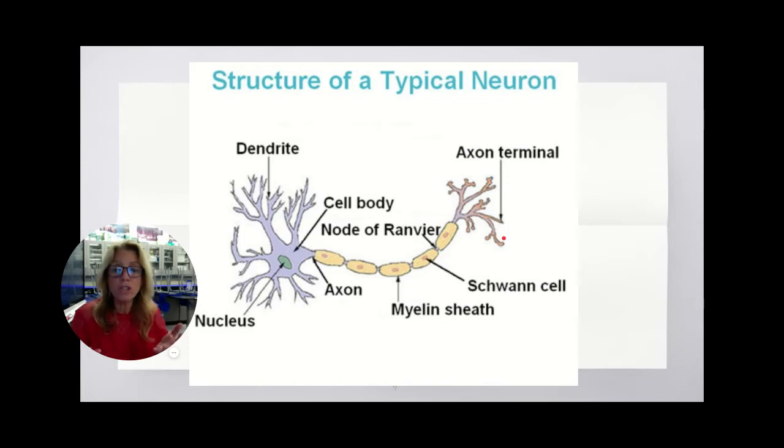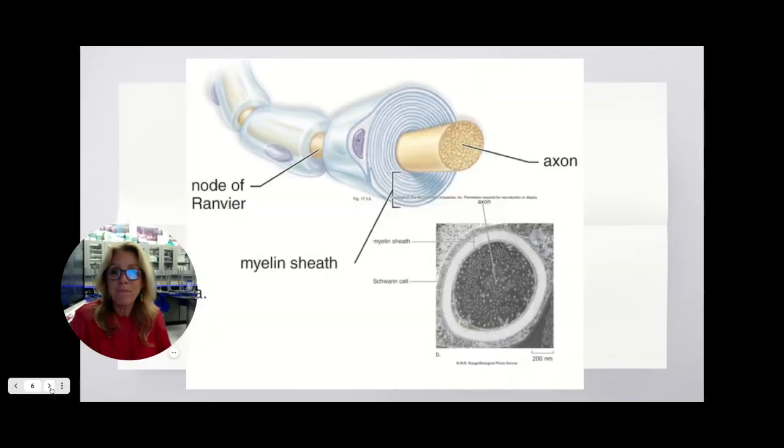Now, a synapse is just where two neurons meet, or if it's a neuromuscular junction, it's where a neuron meets a muscle. So the dendrites are going to receive a chemical message. This is going to be transferred into an electrical message, and then another chemical message comes out here at the end of the axon.